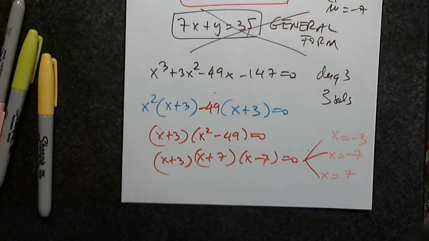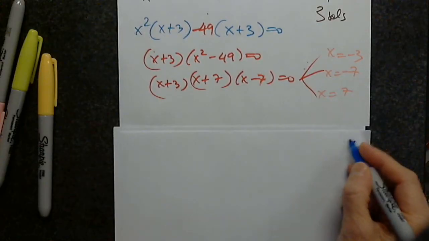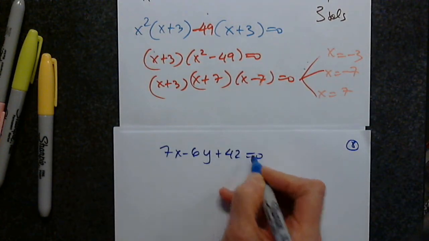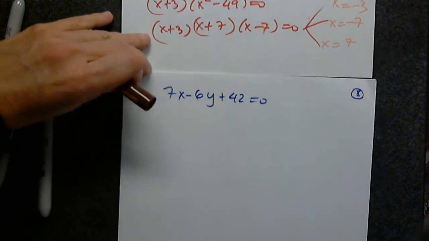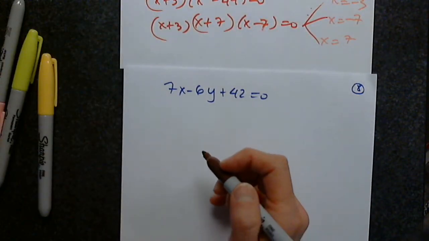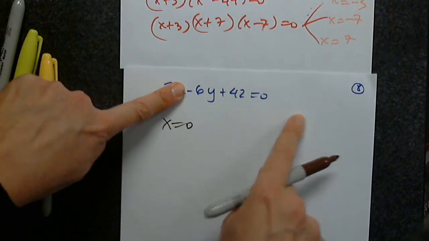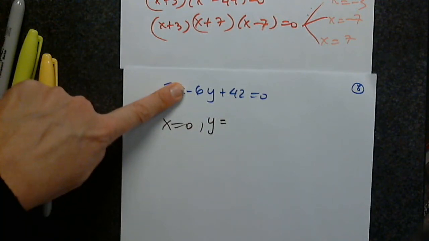Number 18 it is. Okay. So I see 7x minus 6y plus 42 equals 0. What type of equation is this? Good. So I need how many points for a linear? Exactly 2. When x is 0, please move 42 to the other side and divide by -6 and tell me what you get.